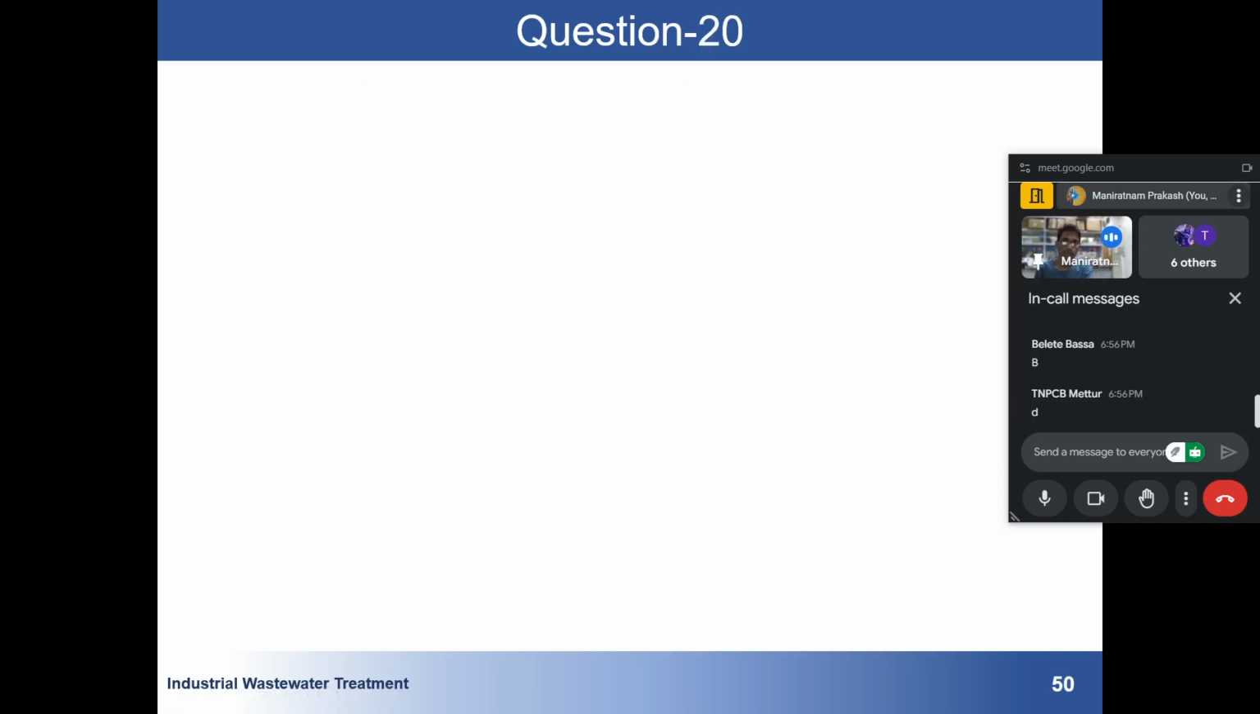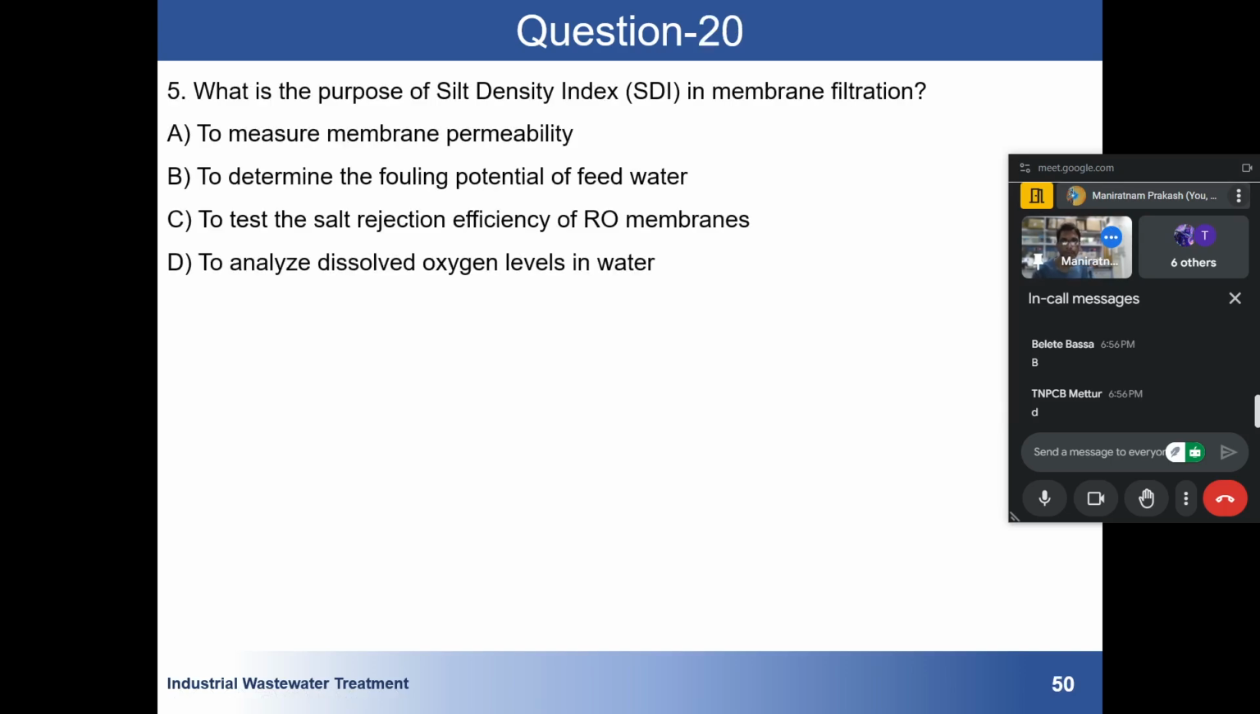Last question: what is the purpose of SDI in membrane filtration? Remember the formula. From the formula, when we calculate SDI, that is silt density index, what are we trying to find? To measure the membrane permeability, to determine the fouling potential, to test the salt rejection efficiency, to analyze dissolved oxygen in water.